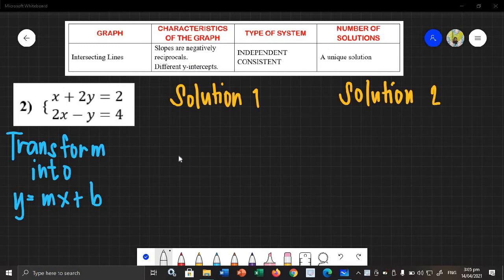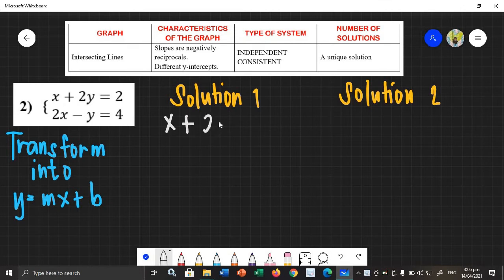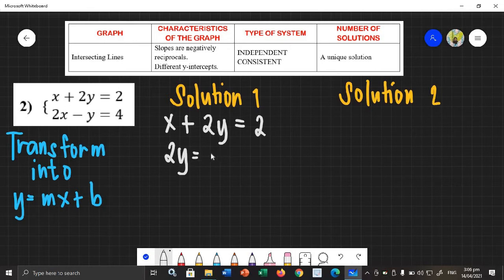So again, katulad ng ginawa natin sa example number 1, the fastest way is to transform the linear equations into the slope intercept form. So the first solution, we have x plus 2y equals 2. Transform natin siya as y equals mx plus b. So transpose natin si x, it will become 2y equals negative x plus 2. And then, to cancel out the coefficient of y, divide natin yung whole equation by 2.